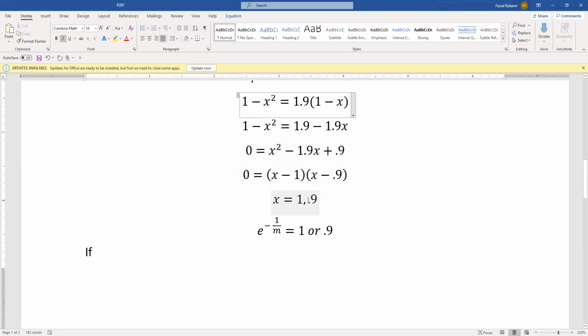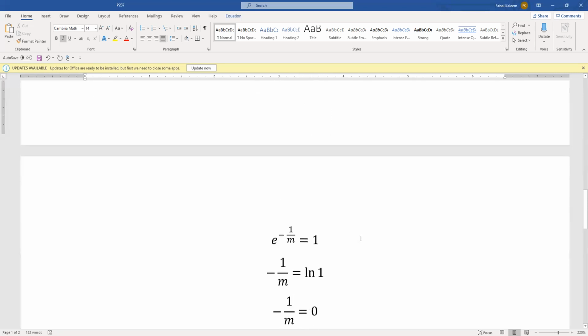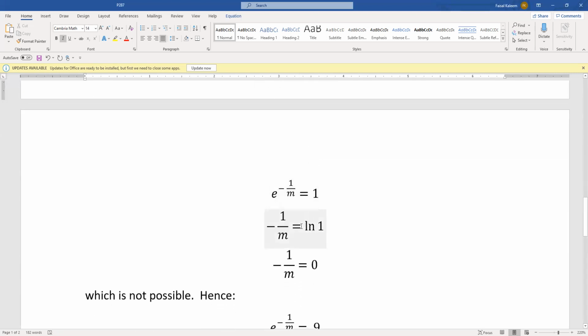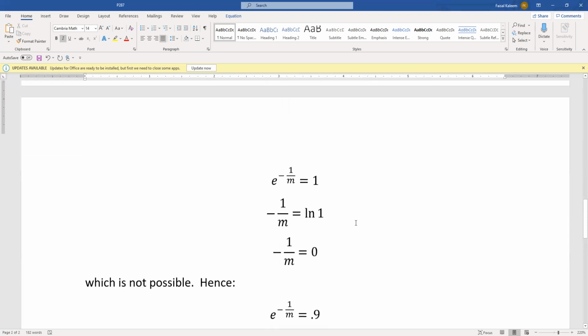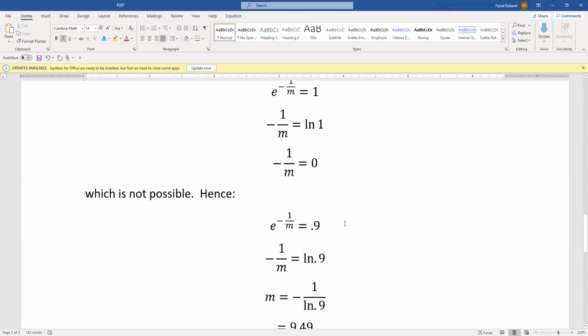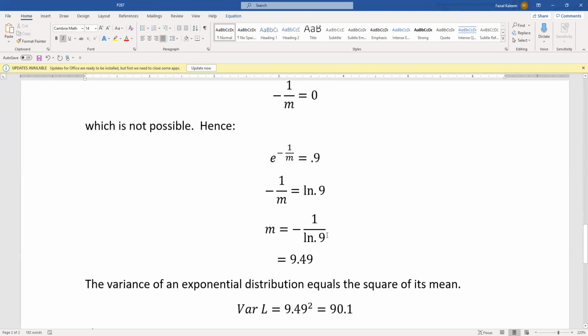And at first sight, it looks like they're both viable solutions. But remember, x was e power negative 1 over M. So e power negative 1 over M is 1 or 0.9. Now, if it's equal to 1, then that means negative 1 over M equals ln 1, which is 0, but that's not possible. A fraction where the numerator is not 0 cannot be equal to 0. So therefore, we must have only the other value, e to the negative 1 over M equals 0.9. And that means negative 1 over M equals ln 0.9. So M equals negative 1 over ln 0.9 equals 9.49.